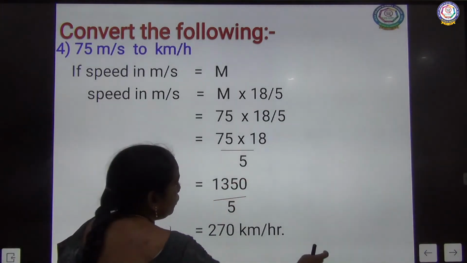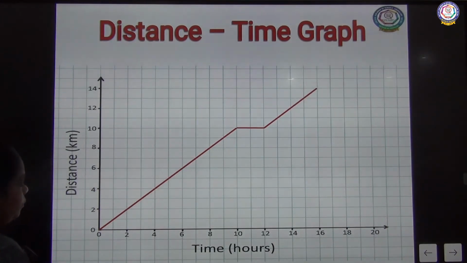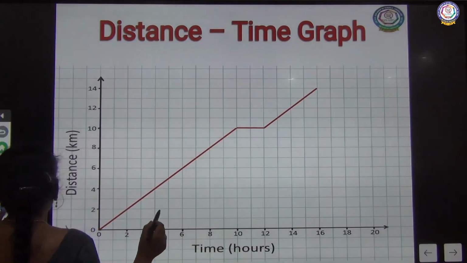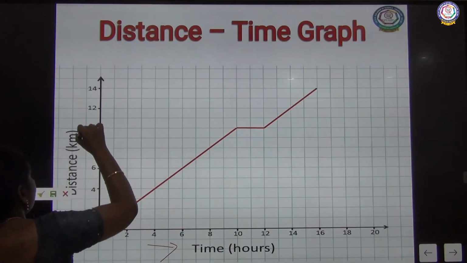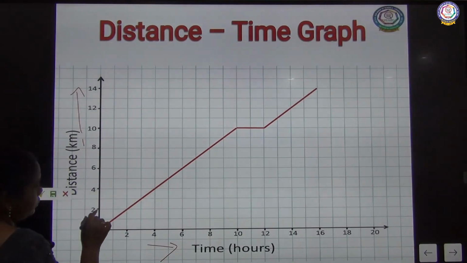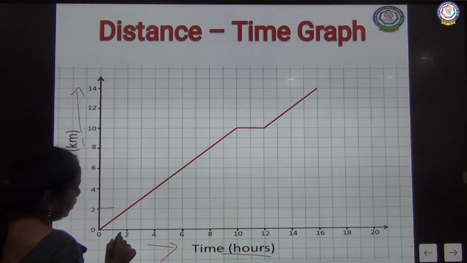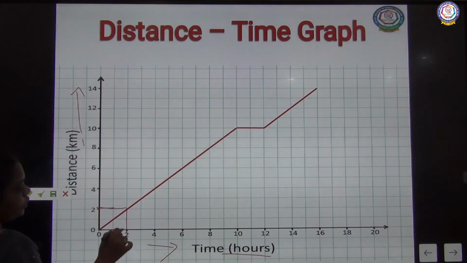And next we are going to see the distance time graph. From this we can calculate the speed of the vehicle. And so here the x-axis is taken as what? Time. X-axis is taken as time and the y-axis as distance traveled. So here the time is in hours. What is given? Time, hour. So 2 hours. So this denotes what?